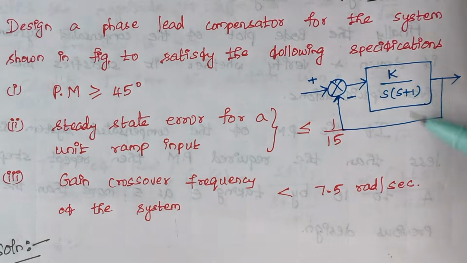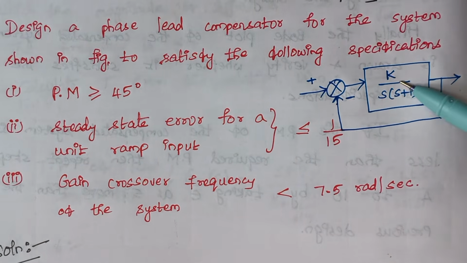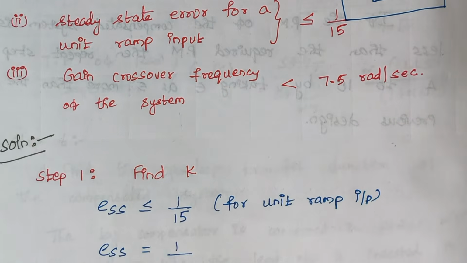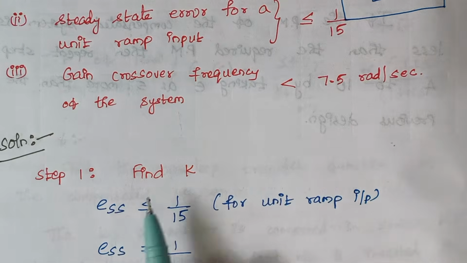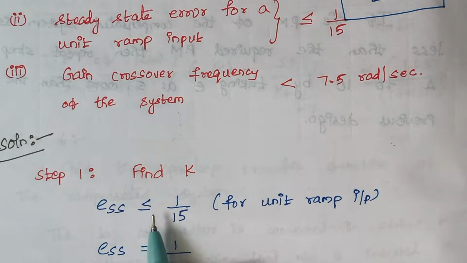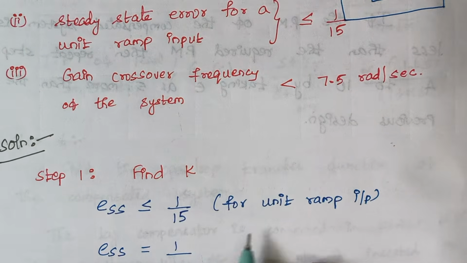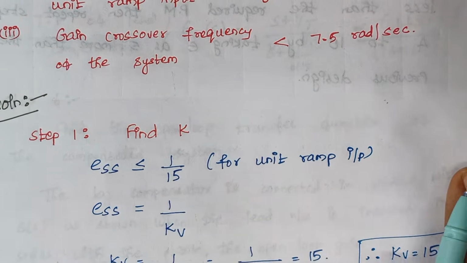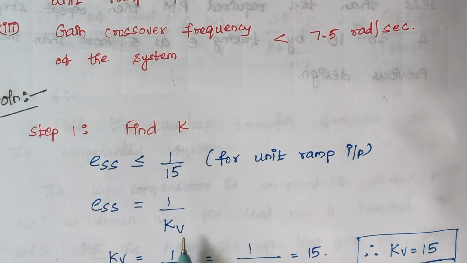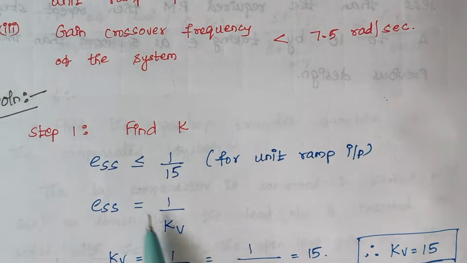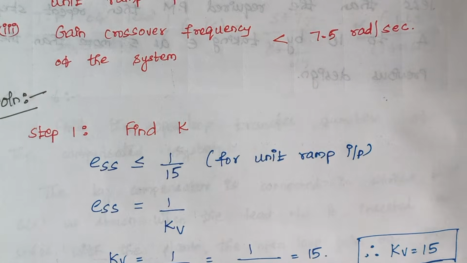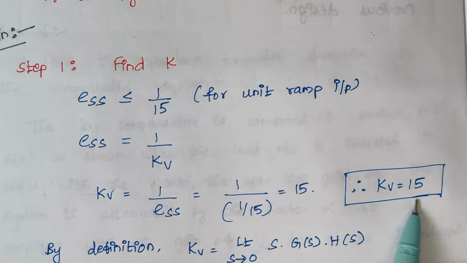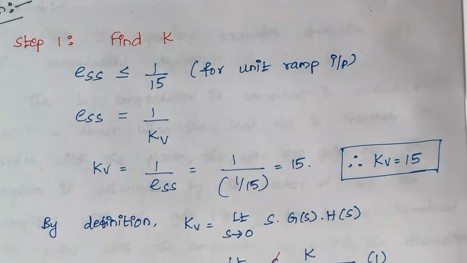Because you see in the transfer function we are having a constant K, right? So we have to find the value of K. To find the value of K, the given data is steady state error less than or equal to 1 by 15 for unit ramp input, right? So ESS is equal to 1 by kV. When you rearrange, kV is 1 by ESS, and when you substitute the values, the value of kV is 15, right?